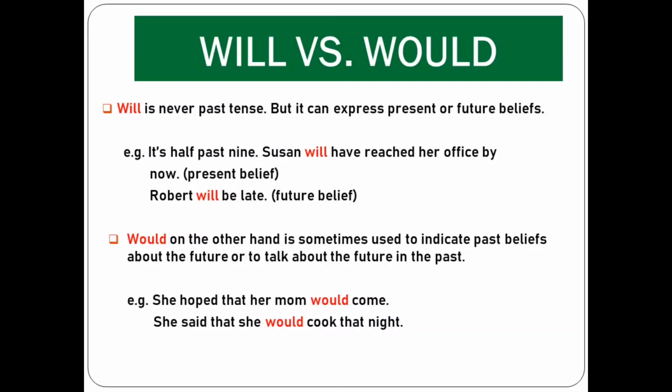For example, she hoped that her mom would come. She said that she would cook that night. Here, would is used to talk about the future in the past.